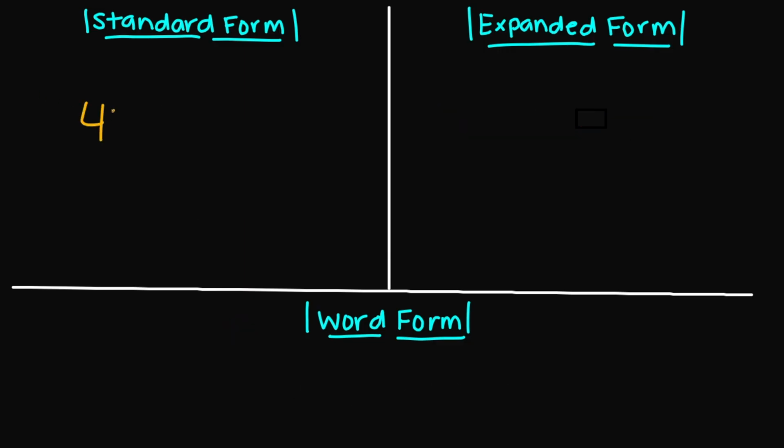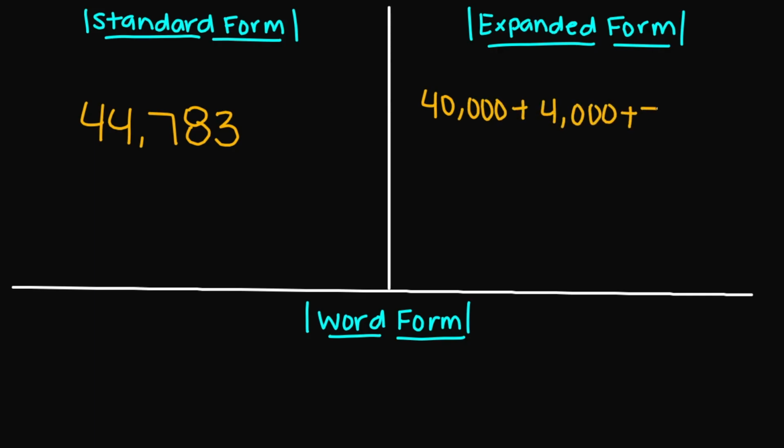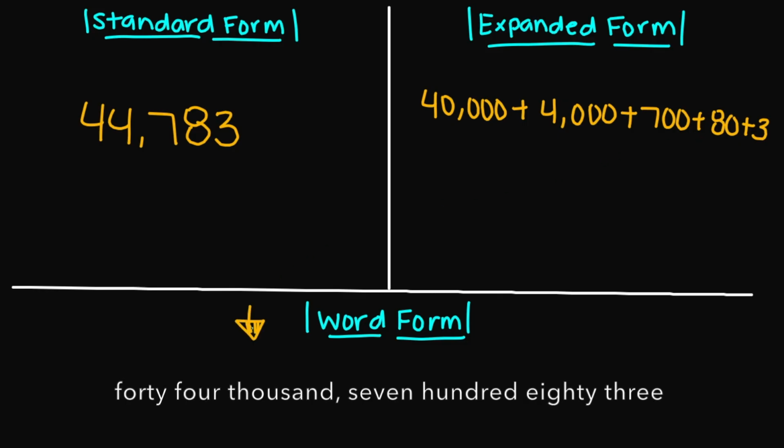What about 44,783? Your expanded form is going to be 40,000 plus 4,000 plus 700 plus 80 and then plus 3. This is your expanded form here. Your word form is going to be 44,783. And if you need help with your expanded form, this is 40,000, remember, and then you have 4,000, and then you have 700, and then you have 80, and you have 3.